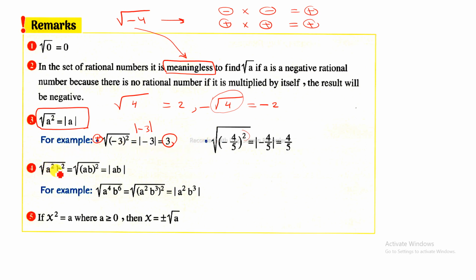Of course, the square root of a power 2 times b power 2, which is the square root of (a times b) all to the power of 2, we write as the absolute value of a times b, and so on.